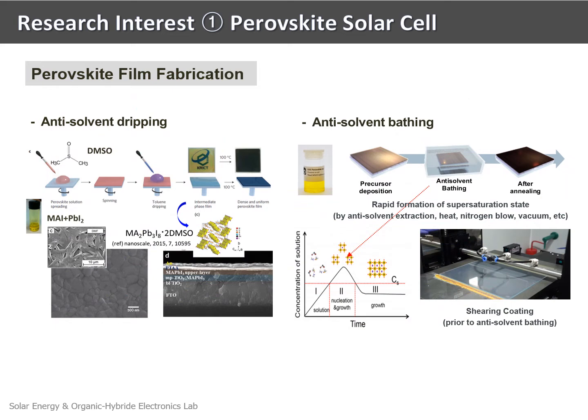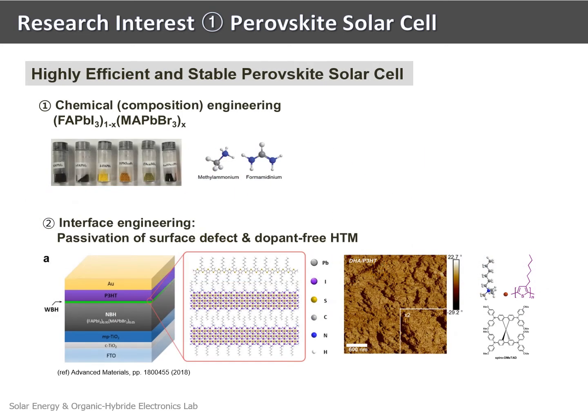To fabricate a perovskite solar cell, we need to make the perovskite as a film structure. For a regular and smooth film, methods like anti-solvent dripping or bathing are used. We use the anti-solvent dripping method more often. By this method, we can get extremely uniform and dense layers. For highly efficient and stable perovskite solar cells, composition and interface engineering methods can be additionally applied.